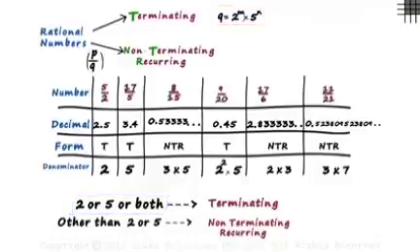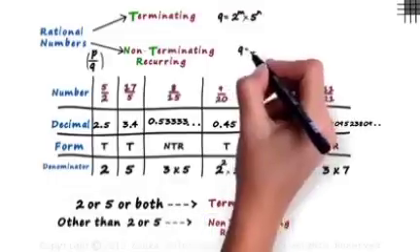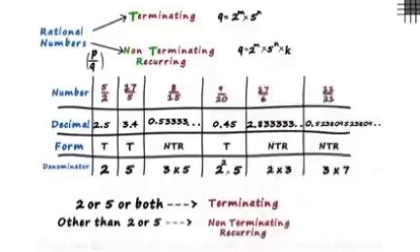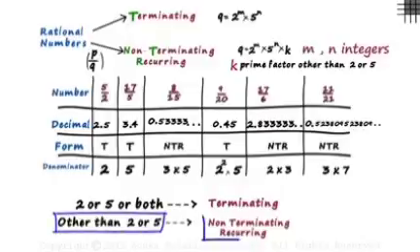And how do we generalize q for non-terminating recurring decimals? It's simple. We write it as 2 raised to m multiplied by 5 raised to n multiplied by k, where k is a prime factor other than 2 or 5 and m and n are integers. It can be 3, it can be 7 or 11, whatever. If the denominator contains any prime factor other than 2 or 5, it will be a non-terminating recurring decimal.